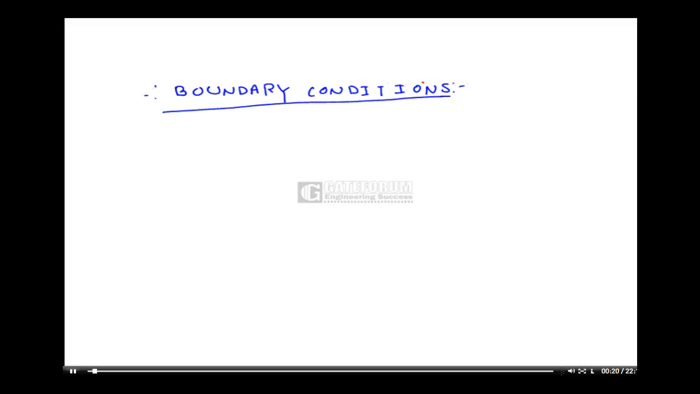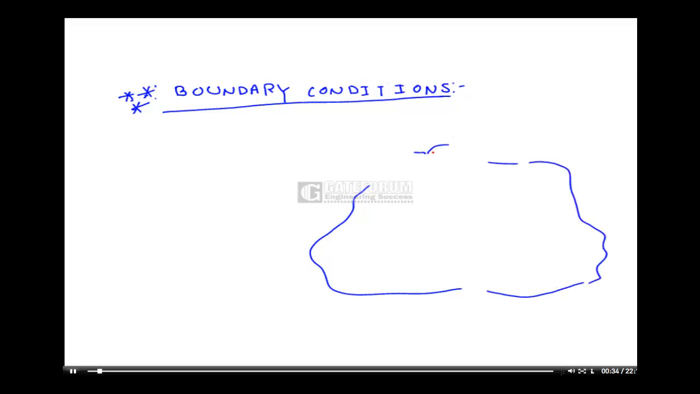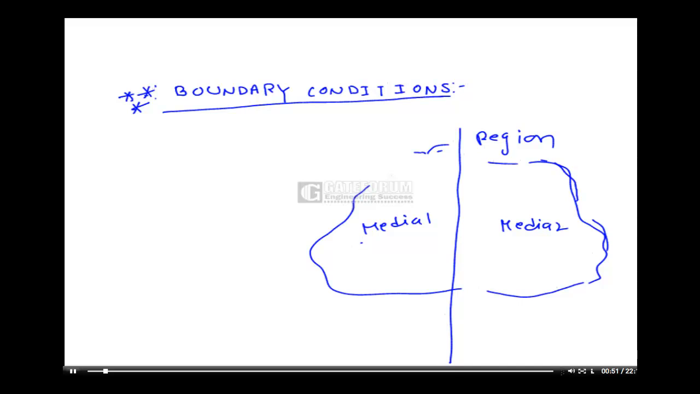Boundary conditions. This is a very important topic. What is the meaning of boundary conditions? Suppose this is some region in free space. In this region there are two different media. This is media 1, this is media 2. Media 1 has some properties epsilon 1, mu 1, sigma 1. Media 2 has properties epsilon 2, mu 2, sigma 2.